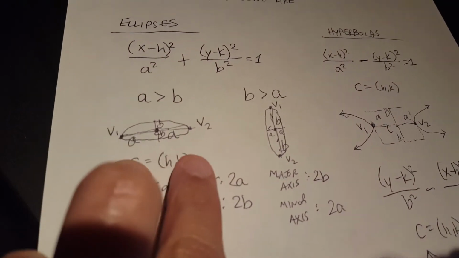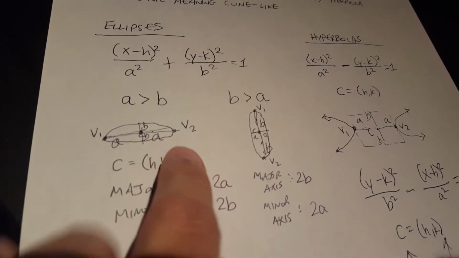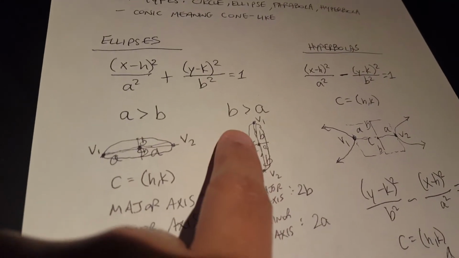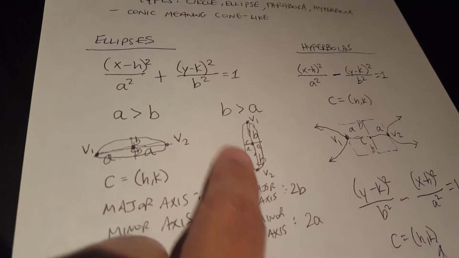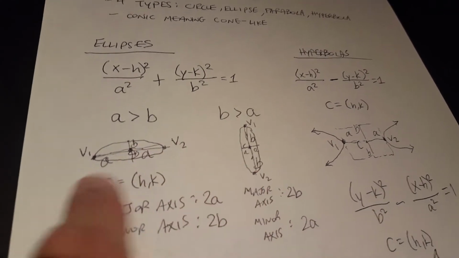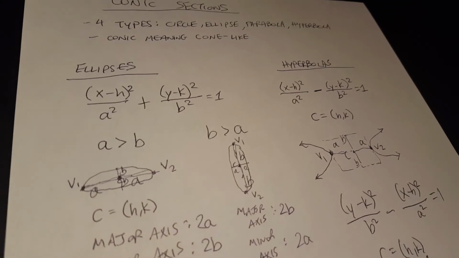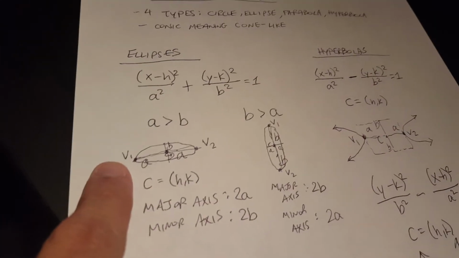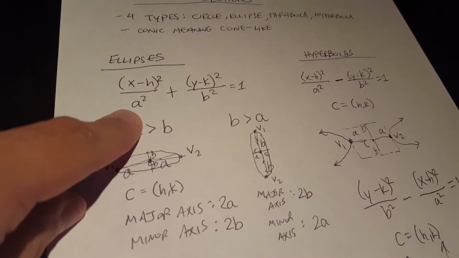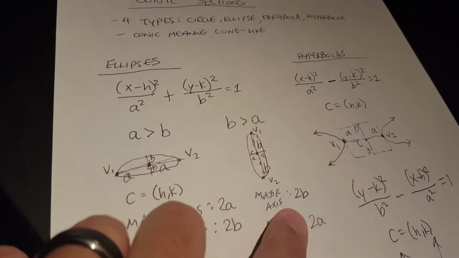Right here at the end, if this opens to the sides, these points at the end are called vertices. You have two of them. If this opens up and down, if this is taller like this, your vertices are at the ends: vertex 1 up there, vertex 2 down here. In both cases, vertex to vertex, that is what comprises your major axis. If a is greater than b, you measure that by 2 times a. If b is greater than a, then 2 times b is your major axis.